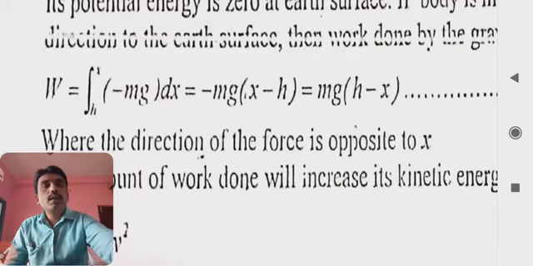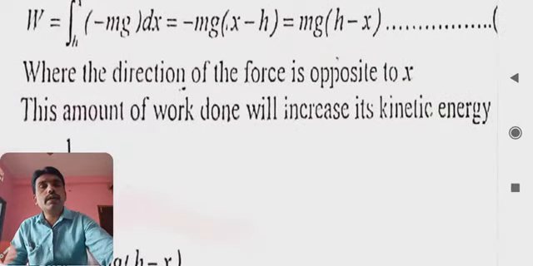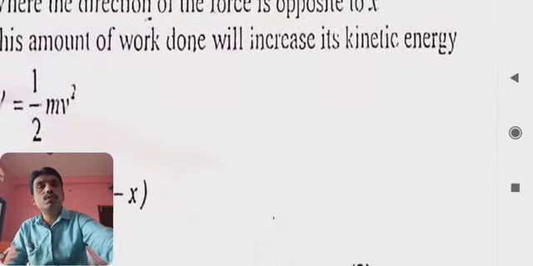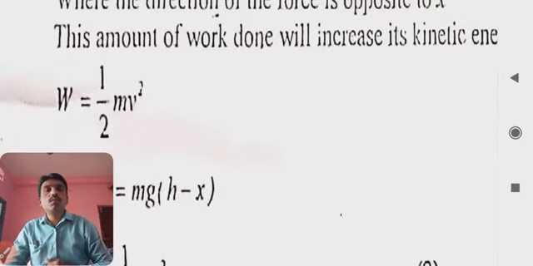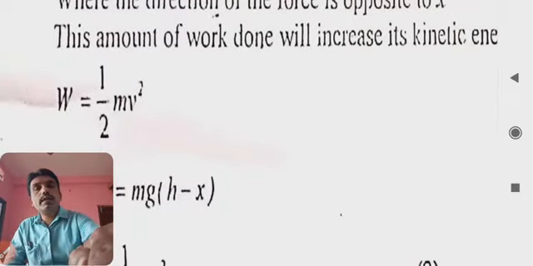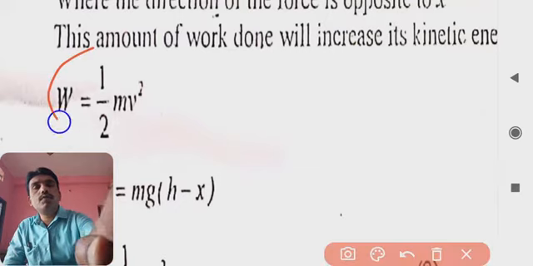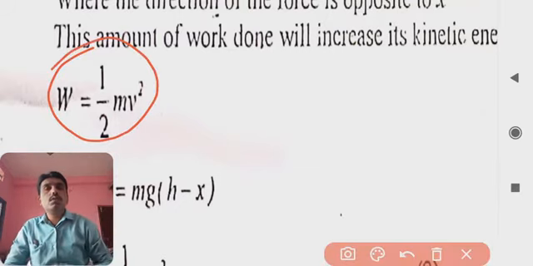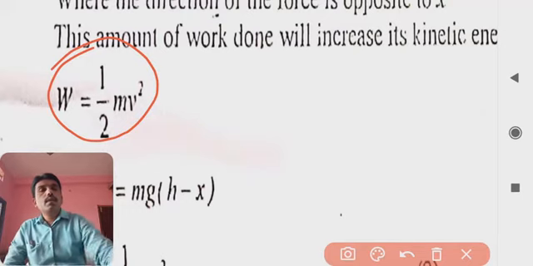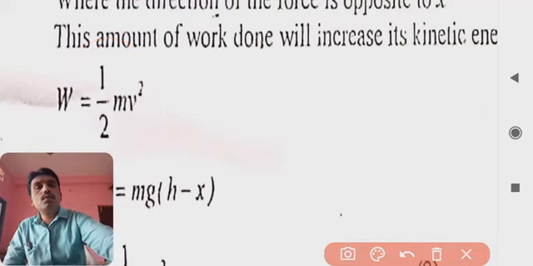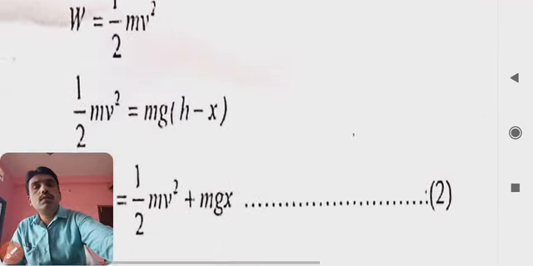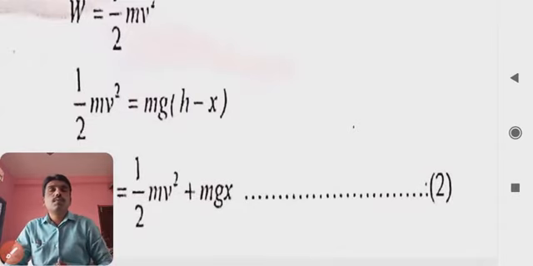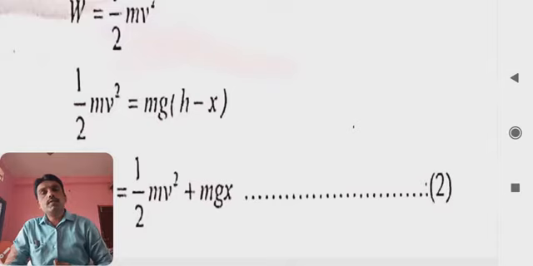This work done will increase the kinetic energy, and how much the kinetic energy is going to increase is given by W equal to the kinetic energy, that is half mv square. So W is equal to half mv square, and again this half mv square is equal to mg into (h minus x), the work done I have calculated previously.